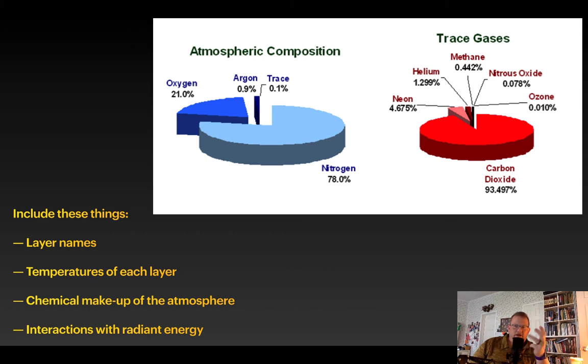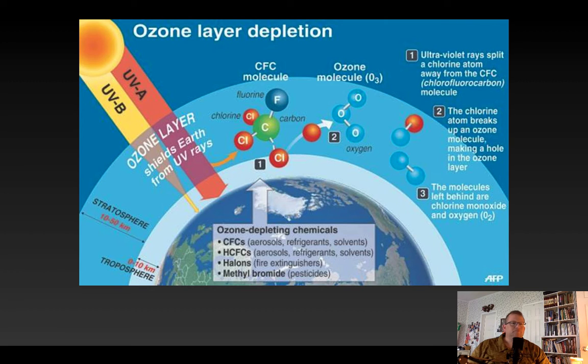Then neon, helium, methane, nitrous oxide, and ozone make up that remainder, that little piece of 6%. Okay, so there in the blue, that's what the atmosphere is made up of. There in the red, that little spot right there that says trace, that's what all those trace gases are. You'll notice ozone is there, and we're going to talk about that.